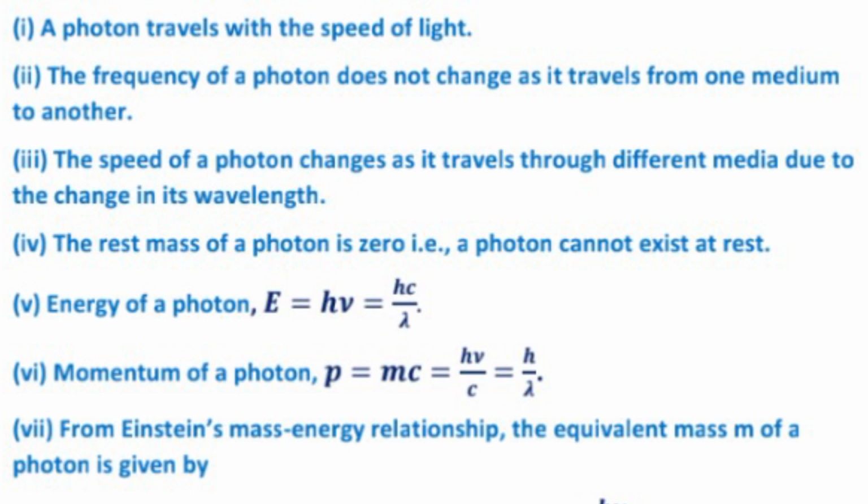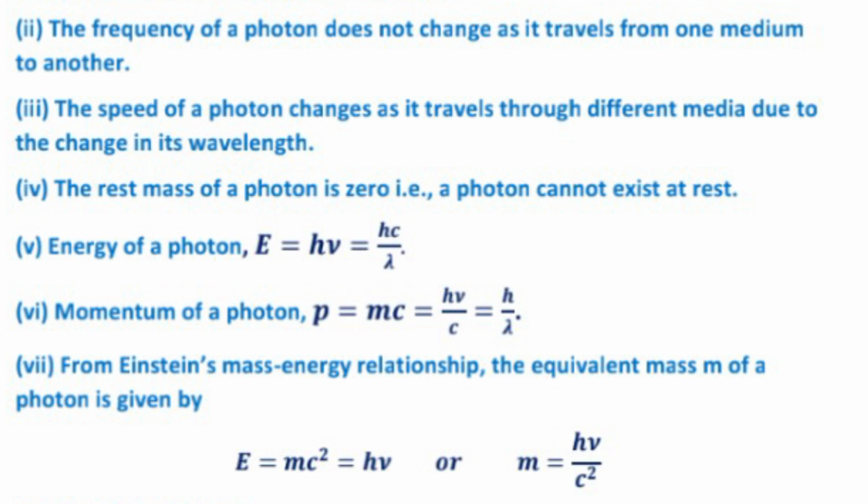Fifth, energy of a photon E equals h nu, and that will be hc upon lambda. Sixth, momentum of photon p equals mc, and that equals h nu upon c, and that equals h upon lambda. Seventh, from Einstein's mass-energy relationship, the equivalent mass of a photon is given by E equals mc squared equals h nu, or m equals h nu upon c squared.